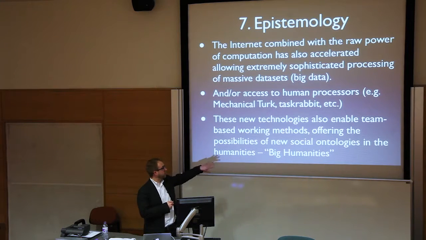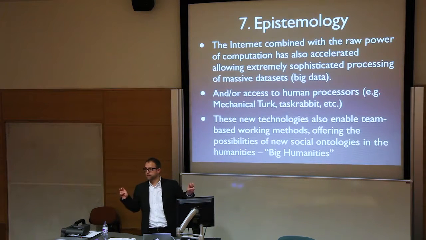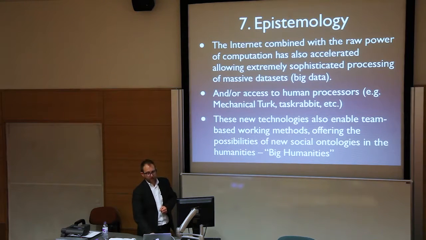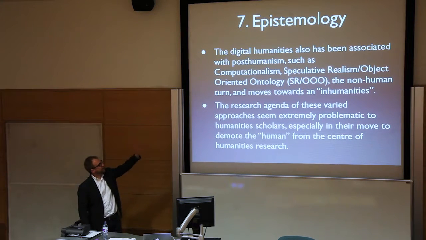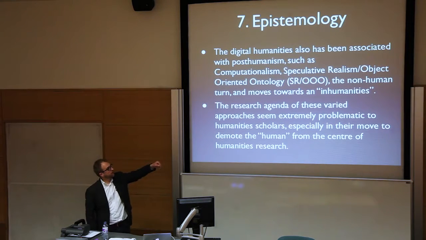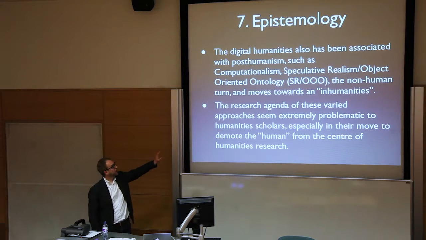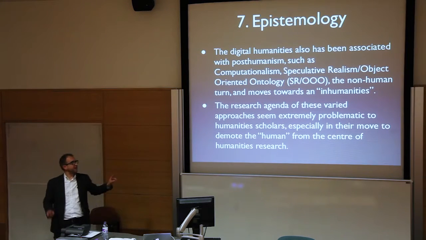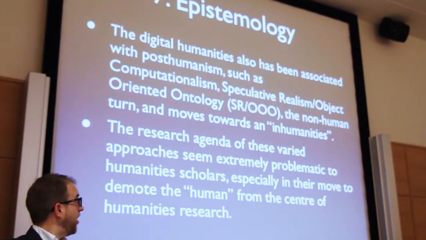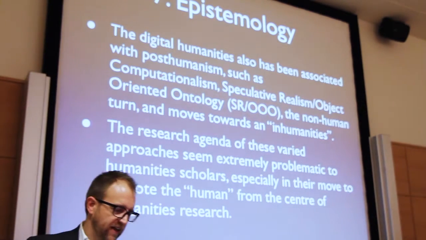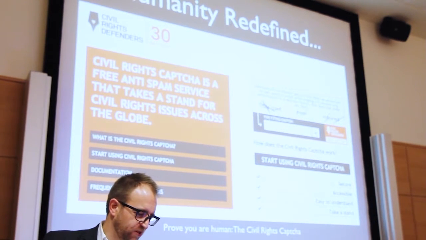But also the whole new social ontologies of the humanities are really interesting. This notion of big humanities, you may have heard of, team-based humanities working, a real challenge for us, given highly individualistic humanities scholars, I think, in the future. And I just want to very quickly note these interesting movements that are associated in some sense with the digital humanities. That's post-humanism more generally, but you get computationalism, speculative realism, object-oriented ontology, which you may have heard of, the non-human turn, and the moves towards a kind of inhumanities more generally. I think it's really interesting how it is argued that the human should no longer be the concern of the humanities. I think there's a whole interesting discussion to be had then. Can't show you this, unfortunately, but it's very interesting.